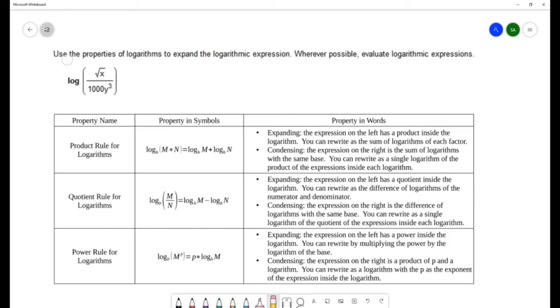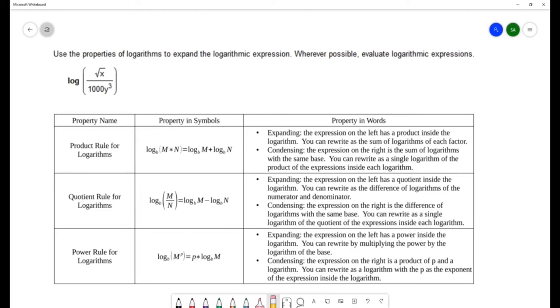On this example, we want to use the properties of logarithms to expand the logarithmic expression. Whenever possible, evaluate the logarithmic expressions. The expression we want to expand is log of square root x over 1000 y to the third power.